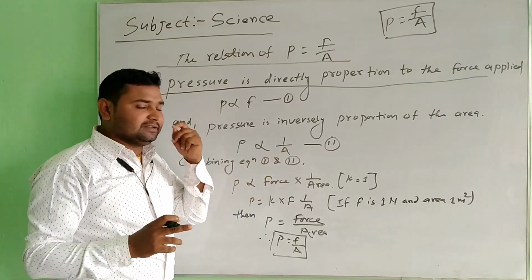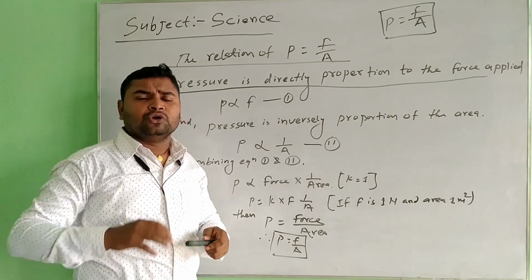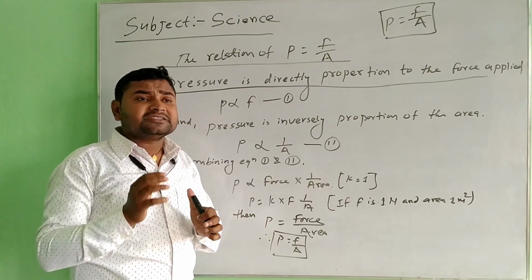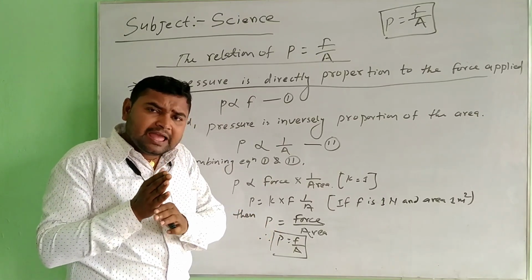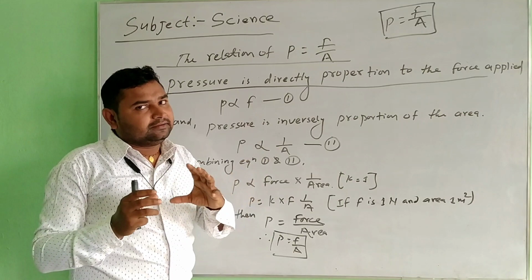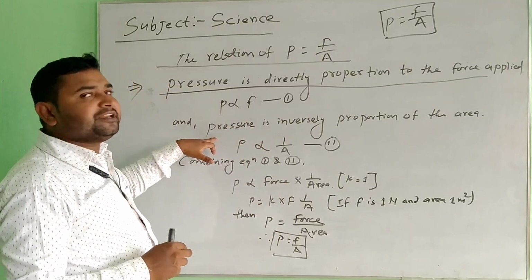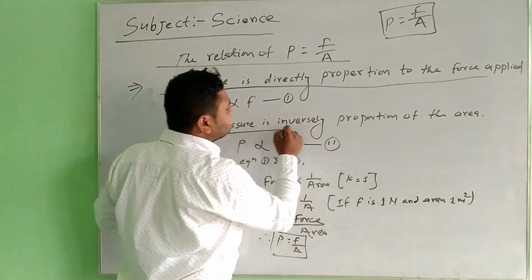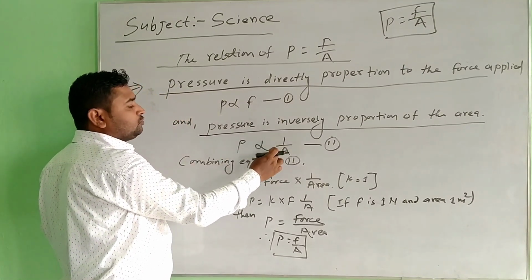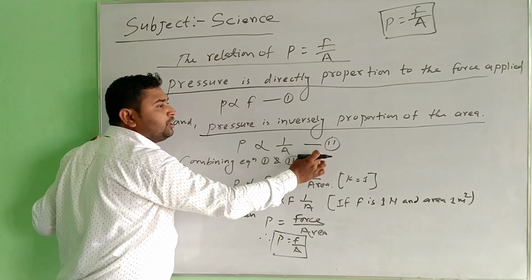Take the example of cutting with sharp things. By the help of sharp things, we cut the vegetables. Sharp things occupy less area and exert more pressure, and so cut easily. Huge area means less pressure, and less area means more pressure. That is inverse. Pressure is inversely proportional to the area, meaning 1 by A. That is equation number 2.